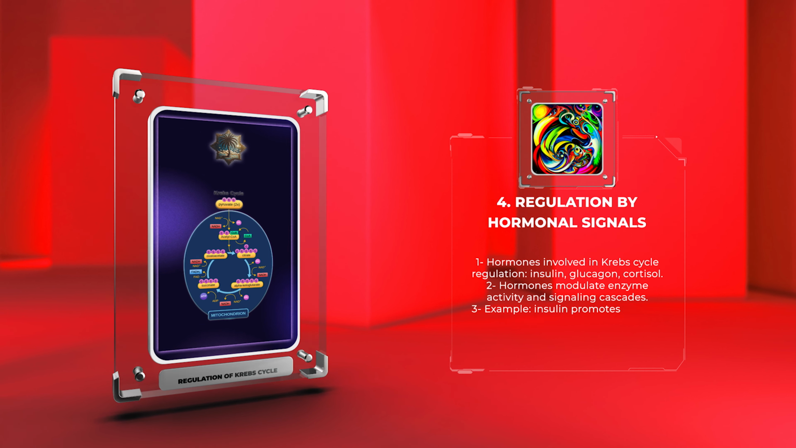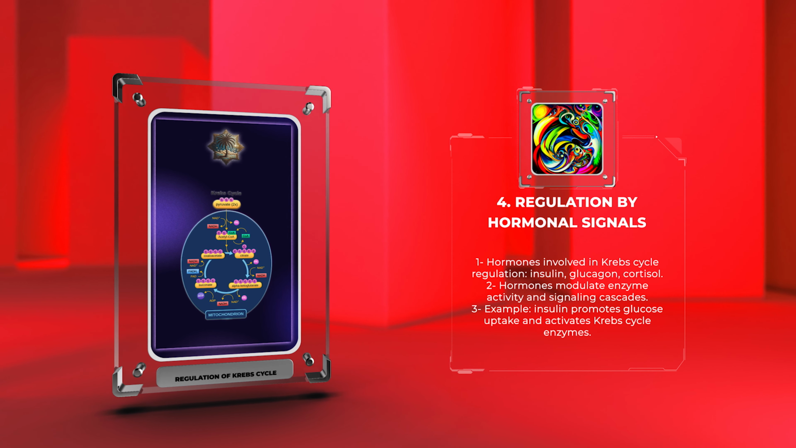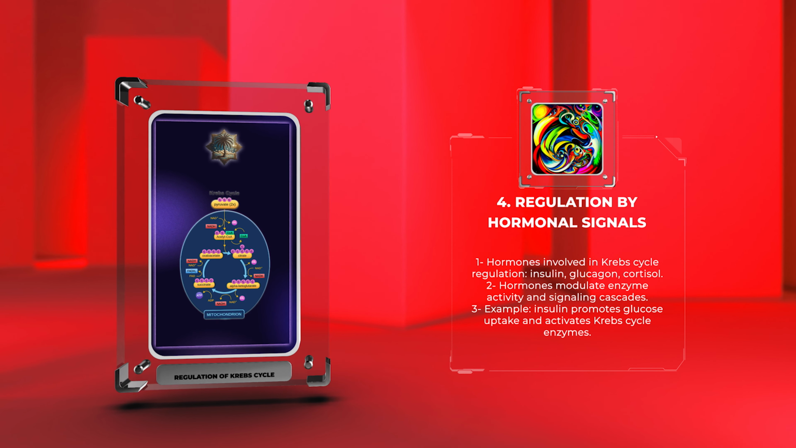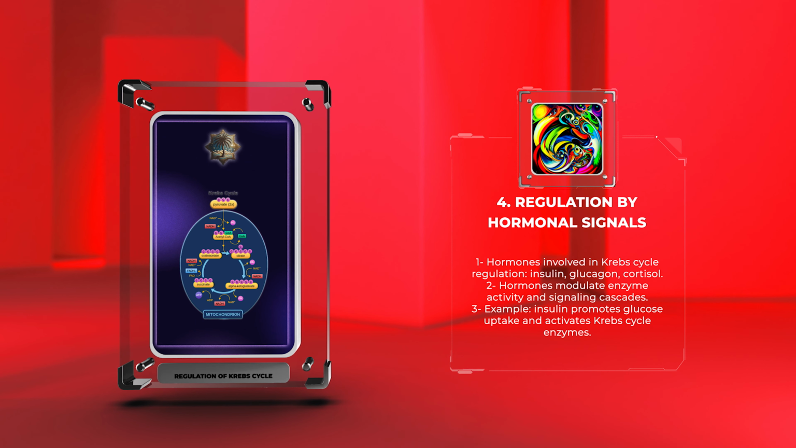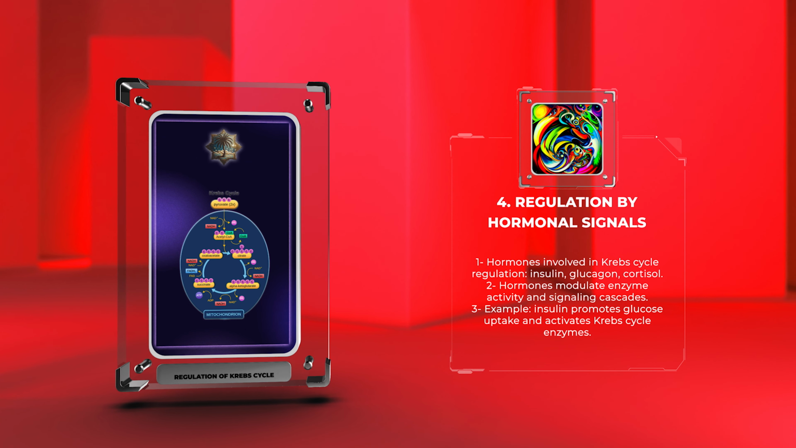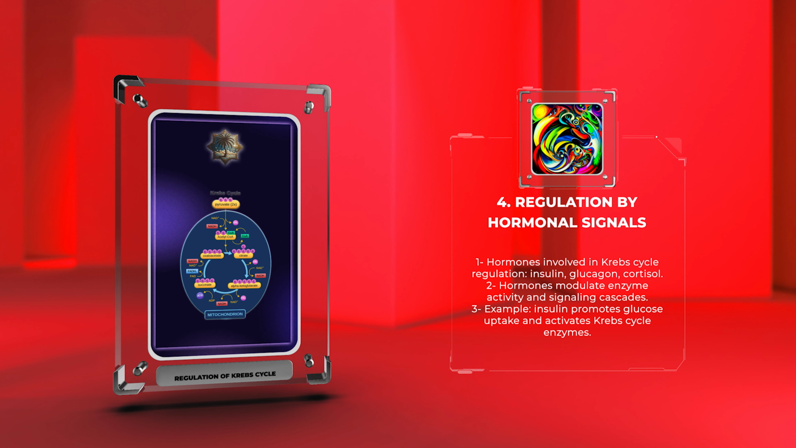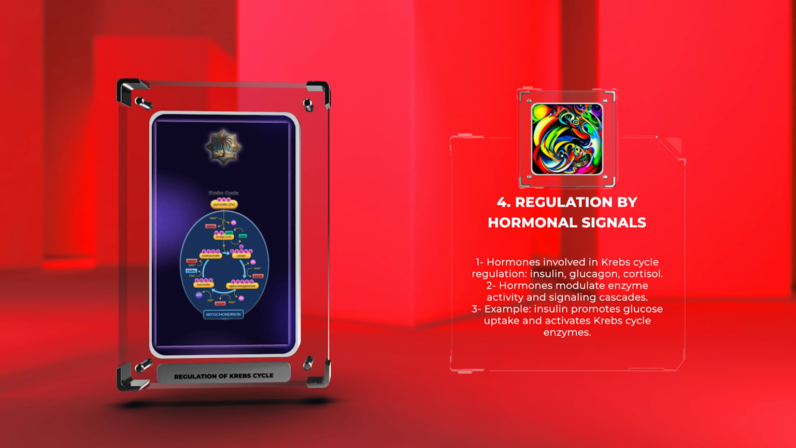Hormones such as insulin, glucagon, and cortisol also contribute to the regulation of the Krebs cycle. These hormones exert their effects through signal transduction pathways that modulate enzyme activity and intracellular signaling cascades. For example, insulin promotes glucose uptake and activates key Krebs cycle enzymes, while glucagon stimulates processes like gluconeogenesis to provide substrates for the cycle.